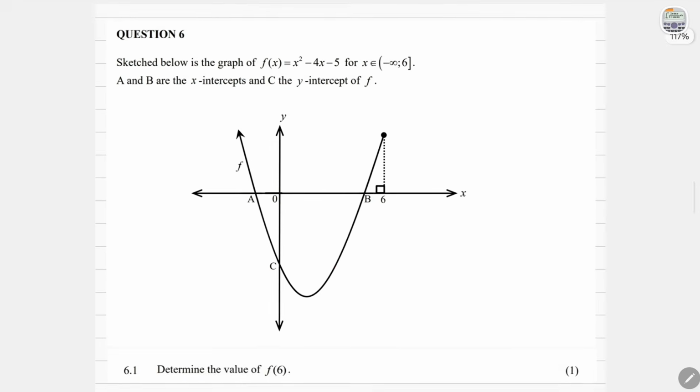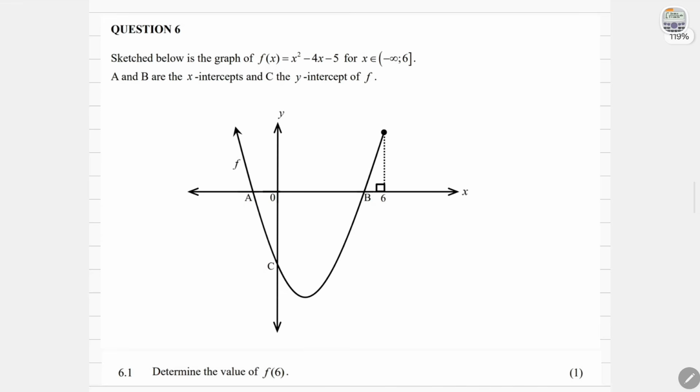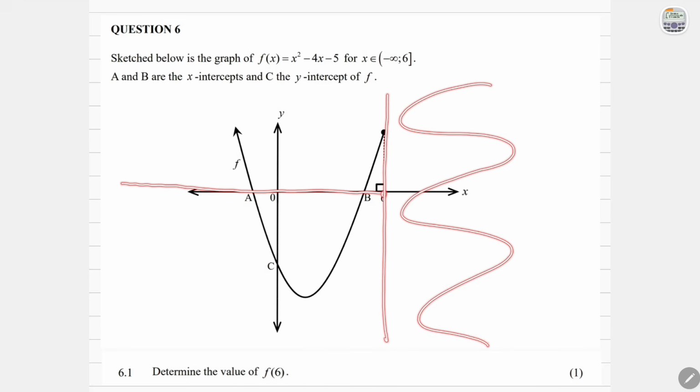Question 6 says, sketch below is the graph of f of x, which is equal to, and we can see this is a parabola, specifically a concave parabola, smiley face parabola. And they say for where x is an element of negative infinity to 6. So this graph only exists, they're cutting it off. It only exists from negative infinity all the way to 6, and this is the cutoff point. So we won't look at anything beyond this.